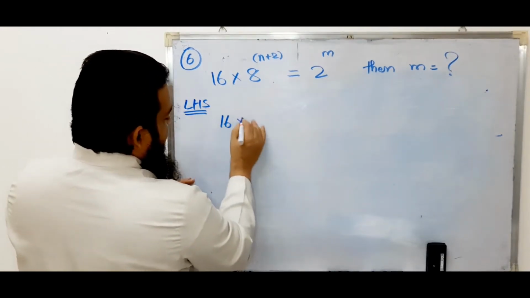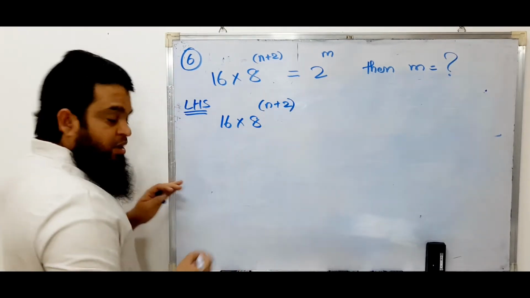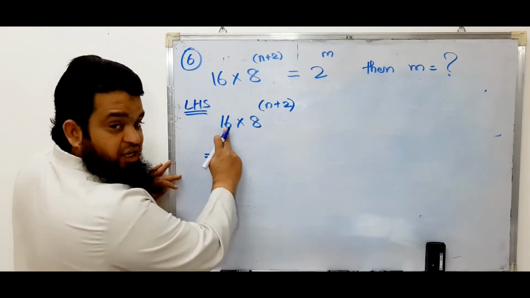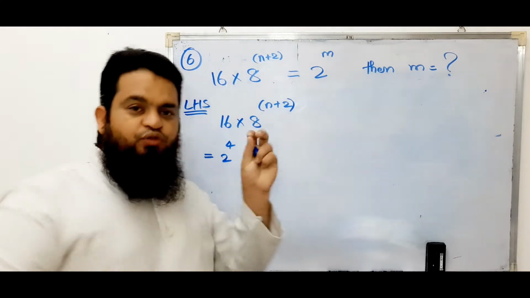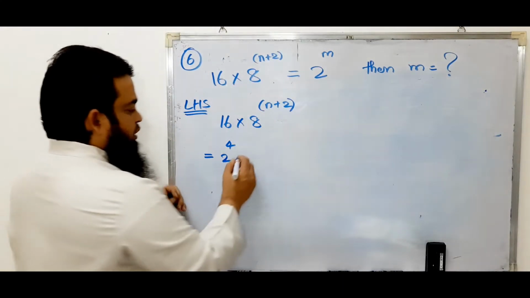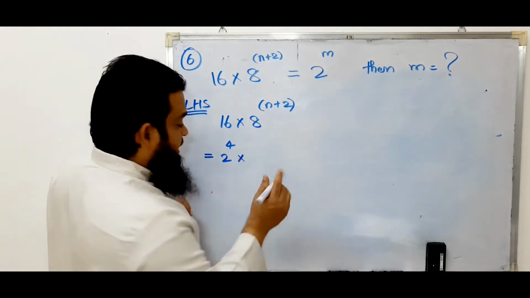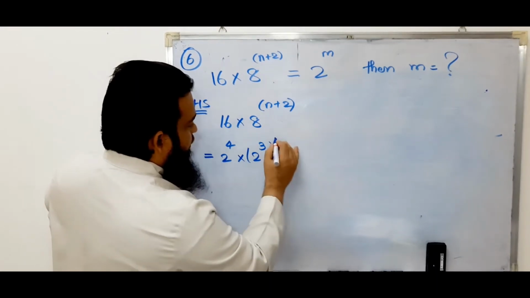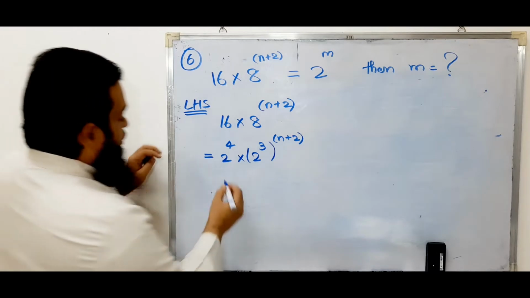It is given 16 times 8 to the power of n plus 2, which equals 16. Can you write it as 2 to the power of 4? 2 2's are 4, 4 2's are 8, 8 2's are 16. So 2 to the power of 4 times, how can you write 8? 2 2's are 4, 4 2's are 8, so 2 cube. So 2 cube, whole to the power of n plus 2.